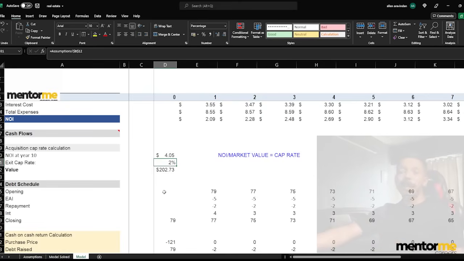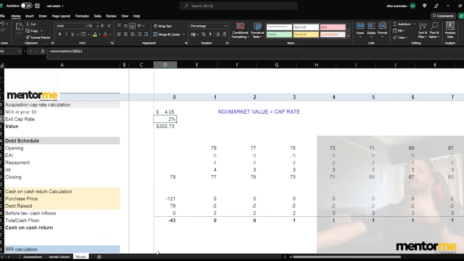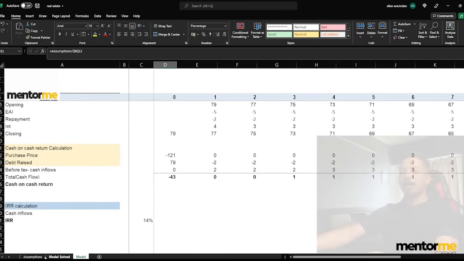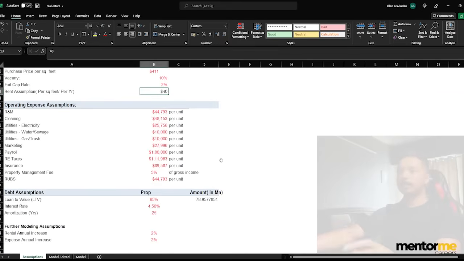Now, as a research analyst in real estate, you would probably be interested in trying to sensitize, or play with the assumptions.